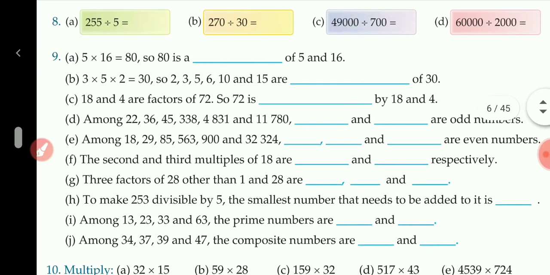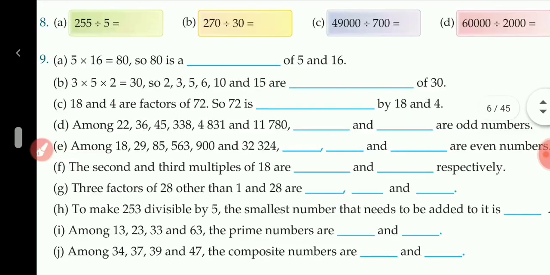In question number 9, A part, 5 multiplied by 16 equals 80. So 80 is a dash of 5 and 16. The answer is multiple because 80 is a multiple of 5 and 16. In B part, 3 multiplied by 5 multiplied by 2 equals 30. So 2, 3, 5, 6, 10 and 15 are the dash of 30. So the answer is factors because these are the factors of 30. In C part, 18 and 4 are the factors of 72. So 72 is dashed by 18 and 4. The answer is divisible because 72 is divisible by both 18 and 4.